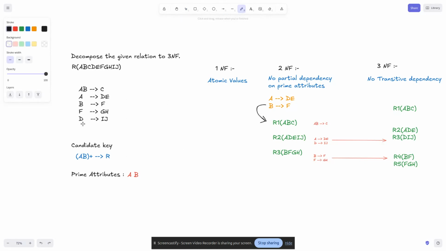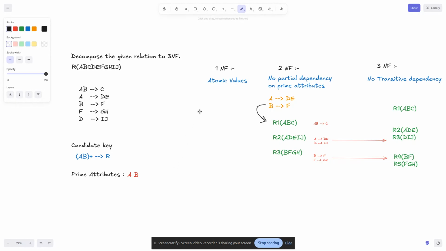So step one of our solution is finding out the candidate keys of this relation. We have found the candidate key of this relation. It is AB. That is, using the combined value of AB, we can find all the other attributes of this relation. This is the definition of a candidate key, and the attributes present in the candidate key are known as prime attributes. Therefore, A and B are prime attributes.